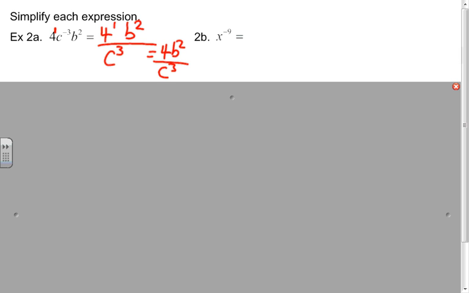2b, I have x to the -9th. Negative exponent means take that part and switch places, so it goes from the top to the bottom, and it becomes positive. I took everything I had to the bottom, there's nothing left, so there's a 1 on the top. There's no more math, there's no negatives, there's no zeros, so I'm done with that one.